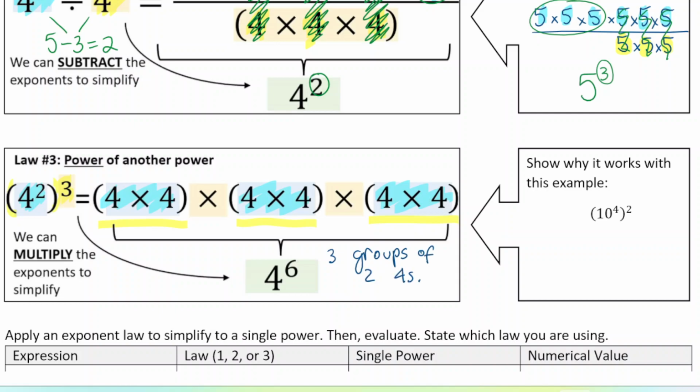So I've got 6 4's altogether. So what we do is we multiply the exponents in this case. So when you have a power of a power, you multiply the exponents. Let's try it with this one. You can try this on your own if you want.